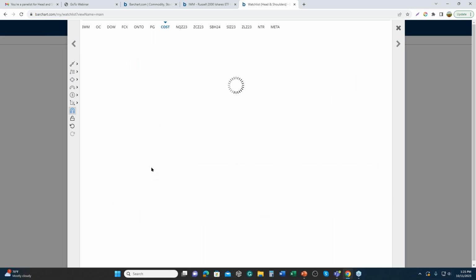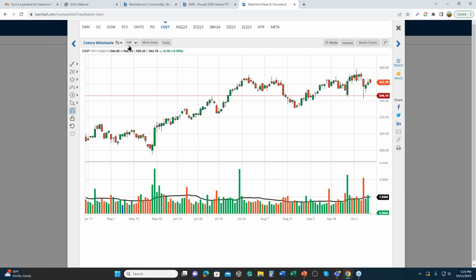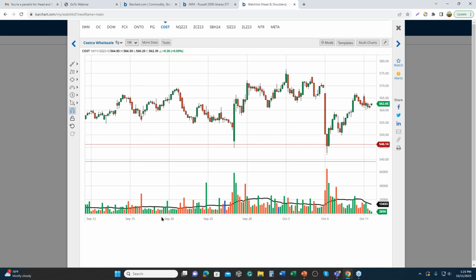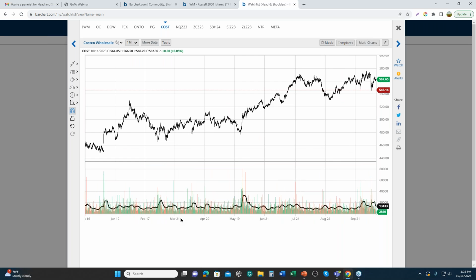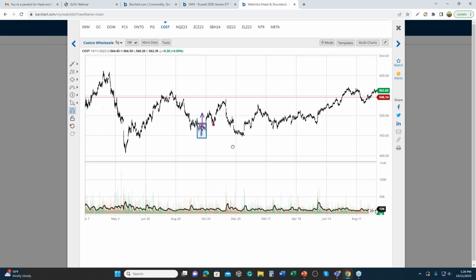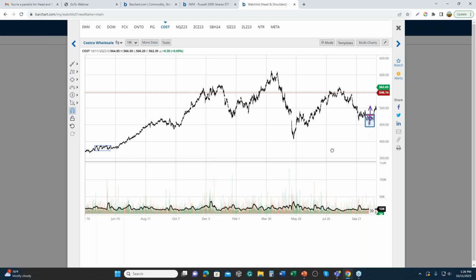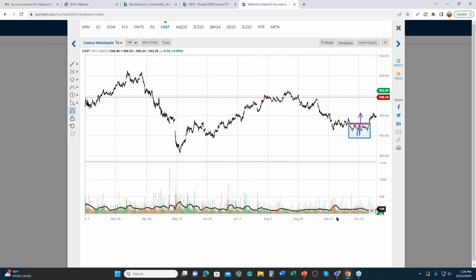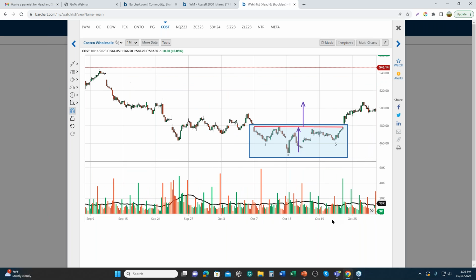Here's Costco. Let me drop down. I've been giving you a lot of examples in daily time frames, and you can find them in weekly as well. Again, I want to find these in higher time frames. You're going to have a lot more predictability, and for trading purposes, you're going to get some greater risk reward ratios. But here I'm dropping down to a 60-minute time frame.